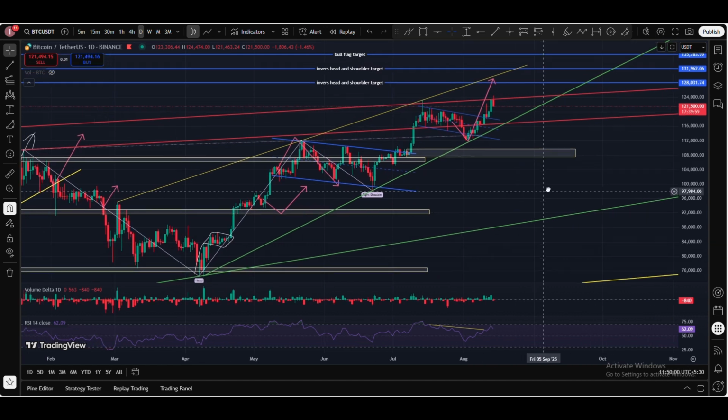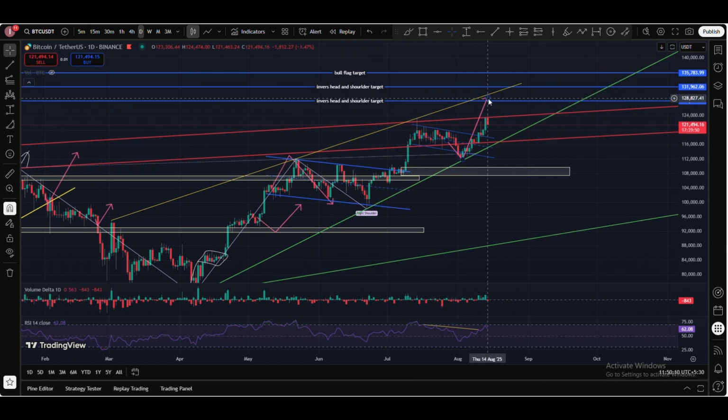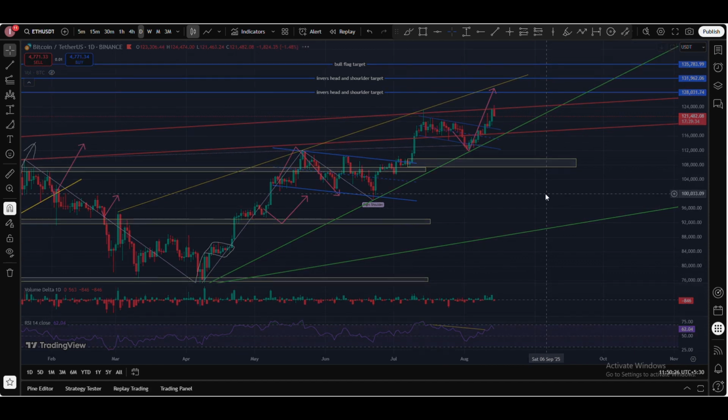So actually, you can see a bearish RSI divergence. The market reached this inverse head and shoulders level, and the market can make a downward move. So next, we can move to the Ethereum chart.